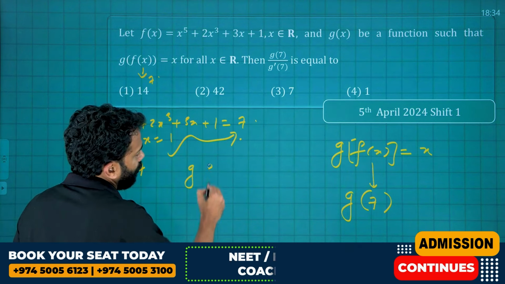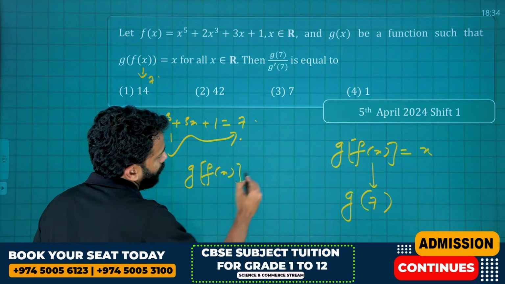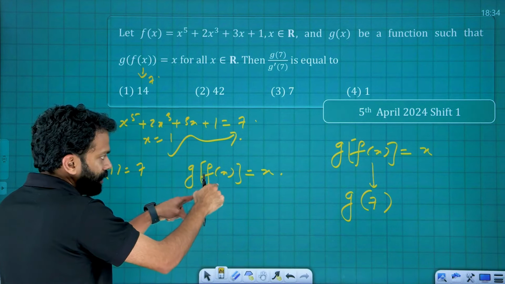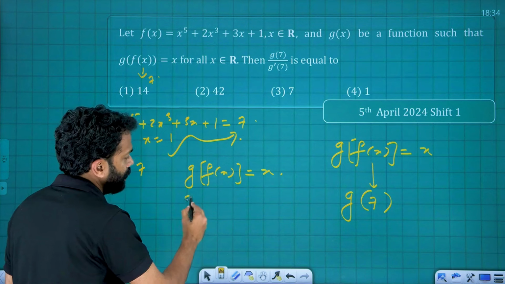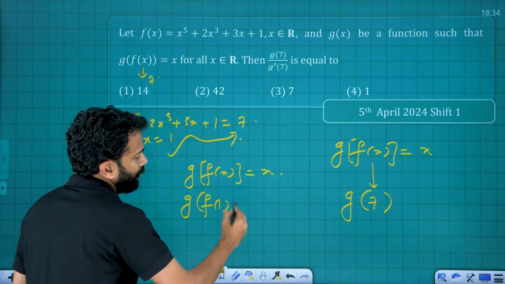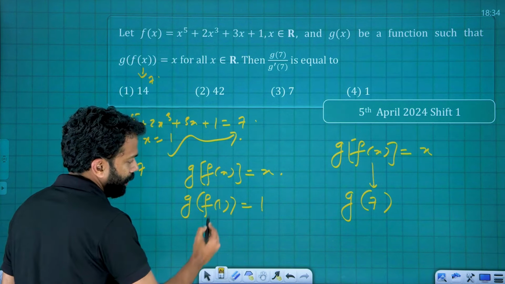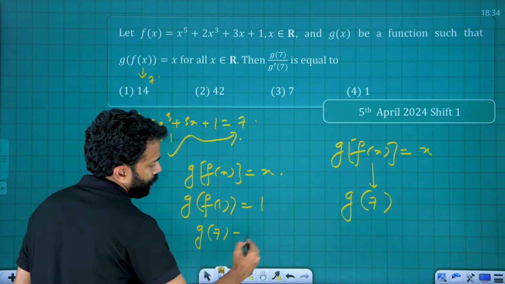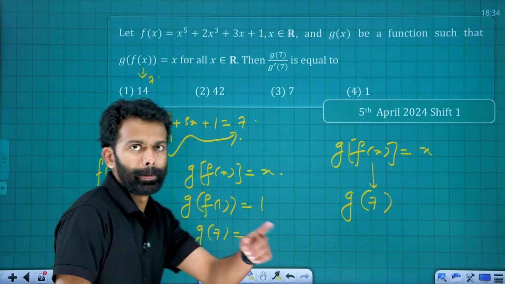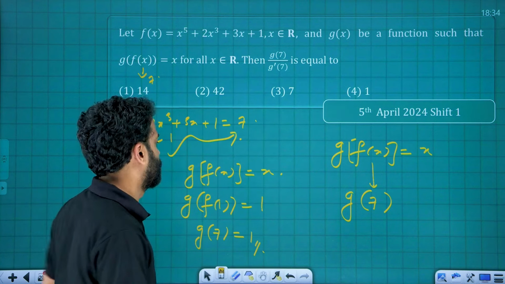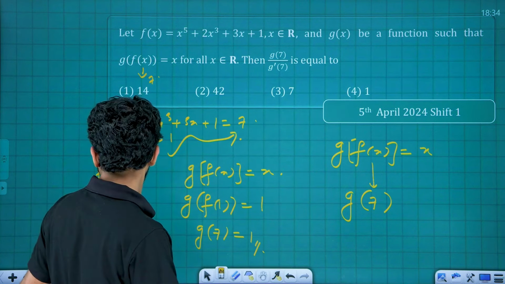Therefore, g of 7. g of f of x is equal to x. So, to make 7 here, we need to put x is equal to 1. That is, g of f of 1 is equal to 1. That is, g of 7 is equal to 1. We have already formulated the numerator. Next, we need to differentiate this. Next slide.